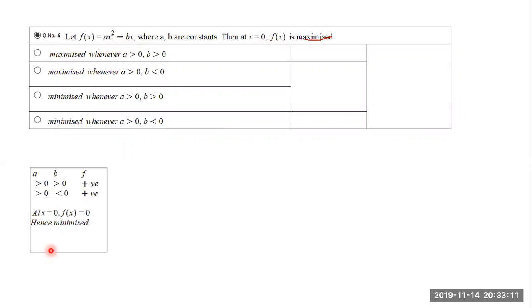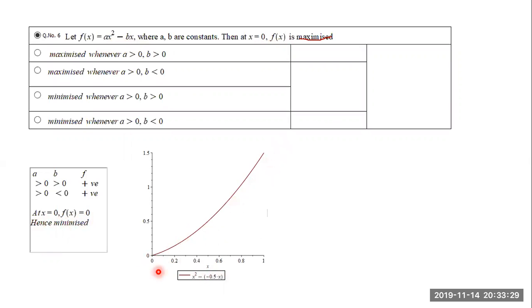Therefore, it is minimized. Right? Clear? Okay. And if you want to know the graph, see, this is the graph. I just assume x squared minus 0.5x minus of minus 0. Because b is less than 0, no? So it should be negative. So x squared plus 0.5x. So it will always be greater than 0. Right? Okay? Are you able to visualize?